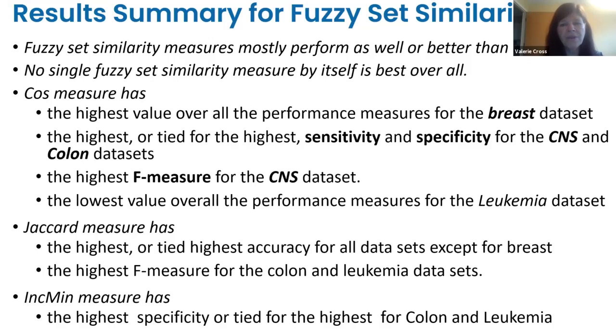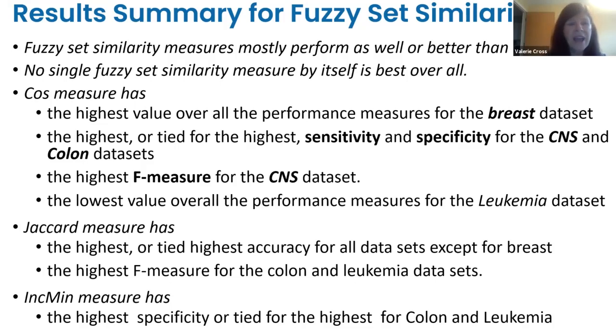Cosine seemed to have the best overall performance measure for the breast, and it had the highest sensitivity, or tied for the highest sensitivity, for the colon data sets. The highest F measure was for the CNS data set, and the lowest performance measures were for leukemia for cosine. And then Jaccard, the intersection over the union, had some good features. It was the highest for all data sets except for the breast data set, and it had the highest F measure for colon and leukemia. And then inclusion min was tied for the highest specificity.